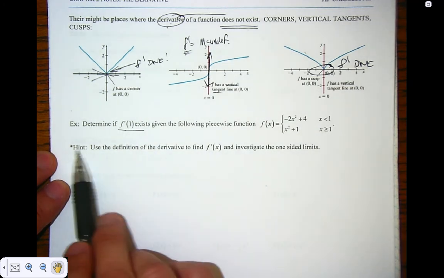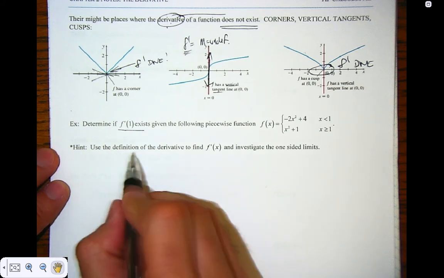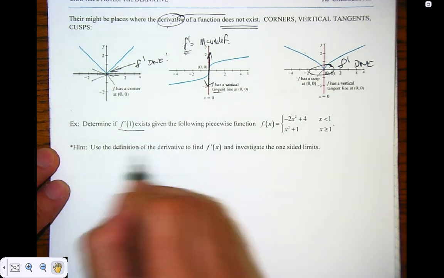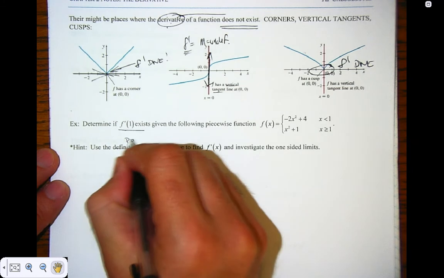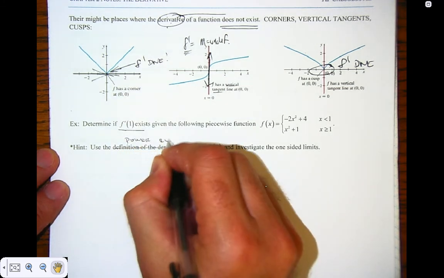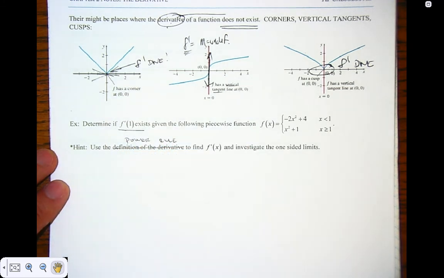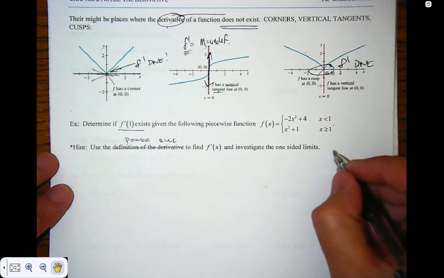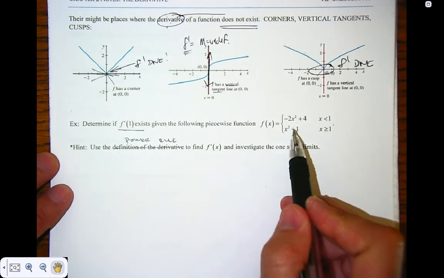My hint says use the definition of the derivative. Let's not use the definition of the derivative. Let's use the power rule, which you haven't even learned yet. I've kind of told you about it. It's very simple, okay? And we're going to use that to save ourselves a lot of time here.